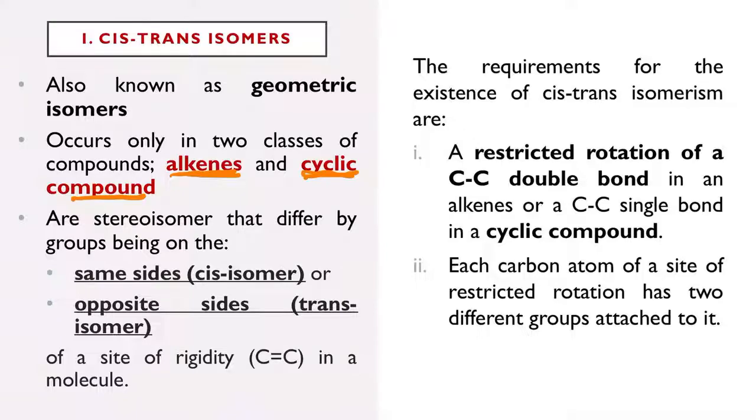So, dia ni macam mana? What do they differ in? They differ by groups being on the same side. Itu adalah cis isomer. Or opposite sides, of the rigid carbon-carbon double bond in a molecule. So, basically, when you have carbon-carbon double bond, you cannot rotate this bond. Awak tak boleh rotate. Contoh kalau awak ada single bond macam ni, awak boleh rotate dia. Tapi ini, asal awak ada multiple bond, it is a planar. Dia tak boleh di-rotate. So, dia rigid, dia tak rotate.